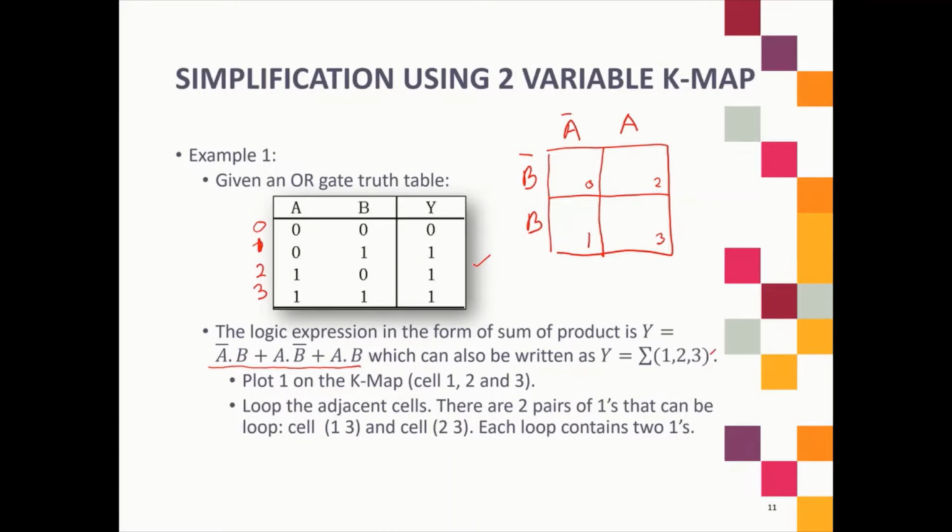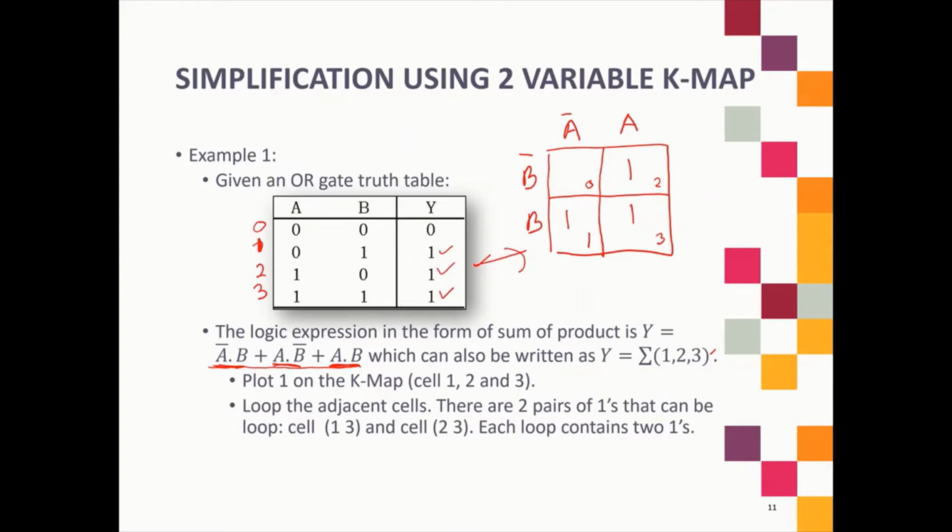Or you can map based on the product term. For the first product term, A bar and B, you need to find which cell represents A bar and B. So this is A bar and B, or cell number 1. So you put 1. And then next, A B bar. A B bar is here. And the last one is A and B. So A and B is here. It means that you have three 1s in your K-map. It is the same as in your truth table: because your truth table has three Y that equal 1, your K-map must also have three 1s.